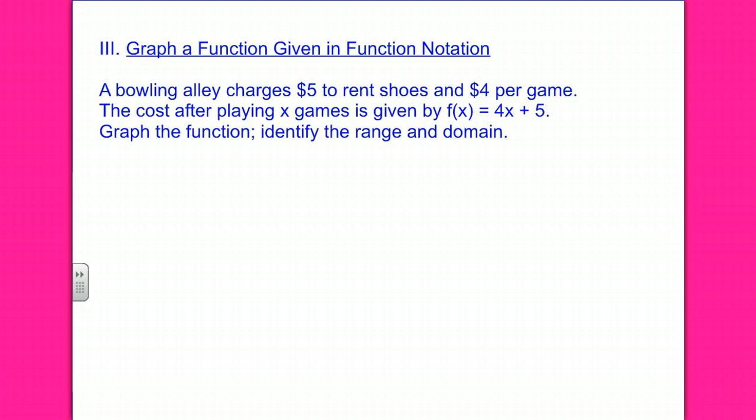It's all about writing them. So when you are given a real world problem, they give you the beautiful gift right in the paragraph. They give you the equation. So there it is, right there, popping up. A bowling alley charges $5 to rent shoes and $4 per game. The cost after playing x games is given by this, 4x plus 5. Graph this and identify the range and domain.